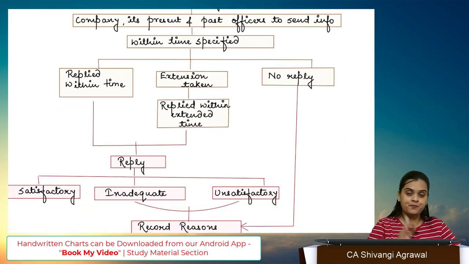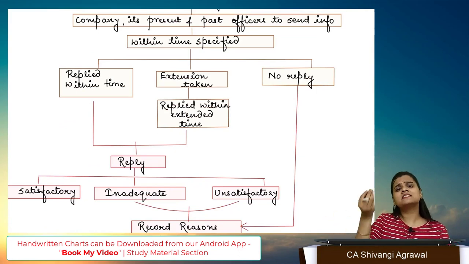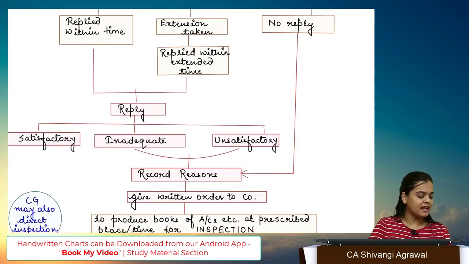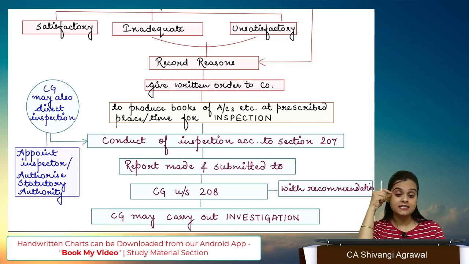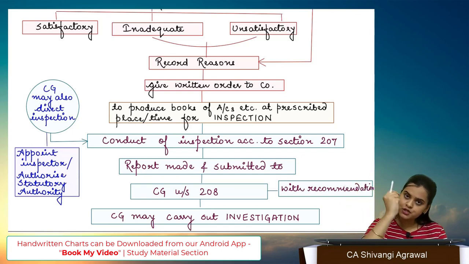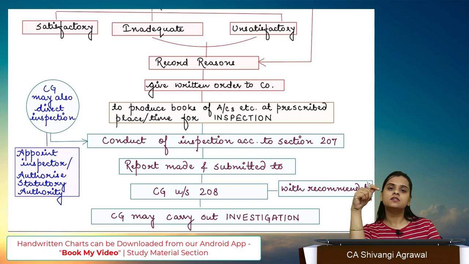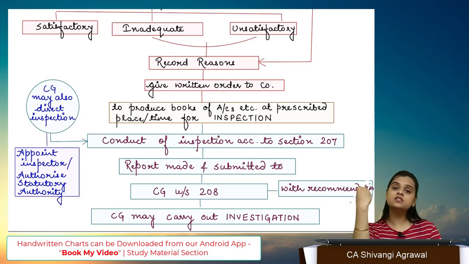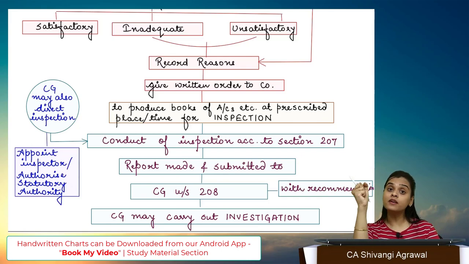On receipt of the notice, there are possible cases that you reply or you don't reply. And even if you reply, or you reply with some extended time, the reply may be satisfactory, not satisfactory, or inadequate. In case the reply is not satisfactory, is inadequate, or you haven't replied at all, in all these three cases, the registrar gets a reason to go for inspection. That means it will call for complete books and accounts and papers and inspect them. It will record the reasons and send you the second notice, which is of inspection. So now again, it is calling for books of accounts for inspection, not just some piece of information.